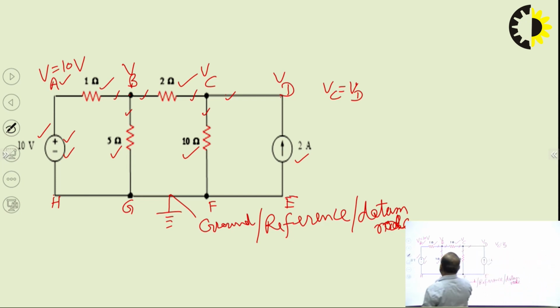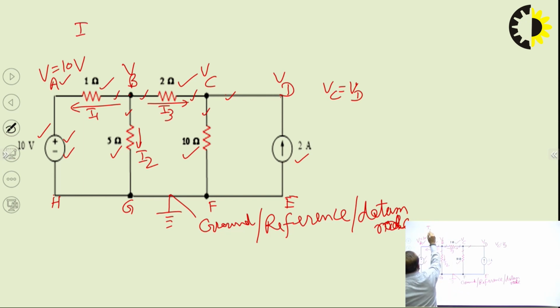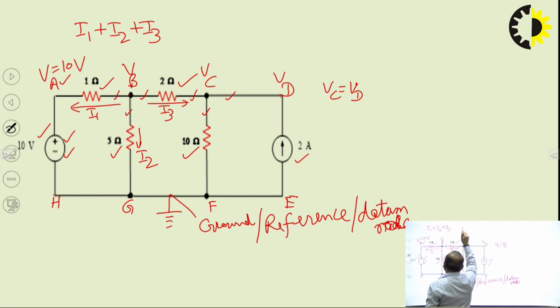So suppose I take outgoing current from this node B in branch AB as I1. Similarly, in this 5 ohm branch, suppose the current is I2, outgoing current from node B. And similarly, in branch BC, suppose I take outgoing current I3. So the KCL equation as per that will be I1 plus I2 plus I3 equal to 0, since all these three currents we have taken as outgoing currents from this node B, and there is no incoming current to this node B, so the sum of I1, I2 and I3 will be 0.